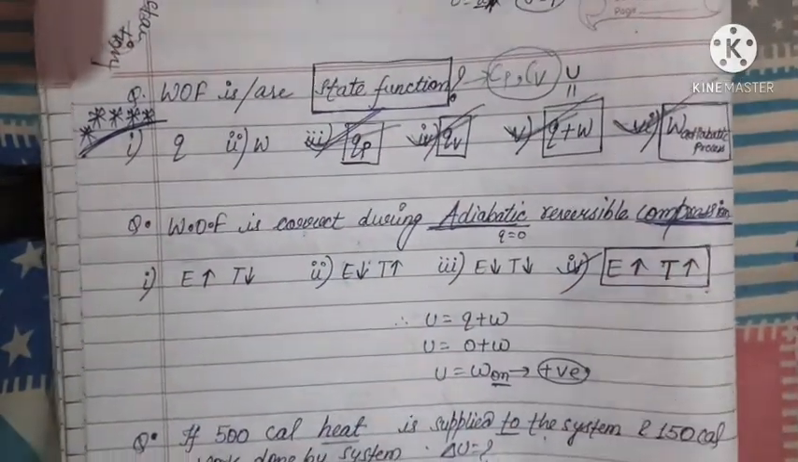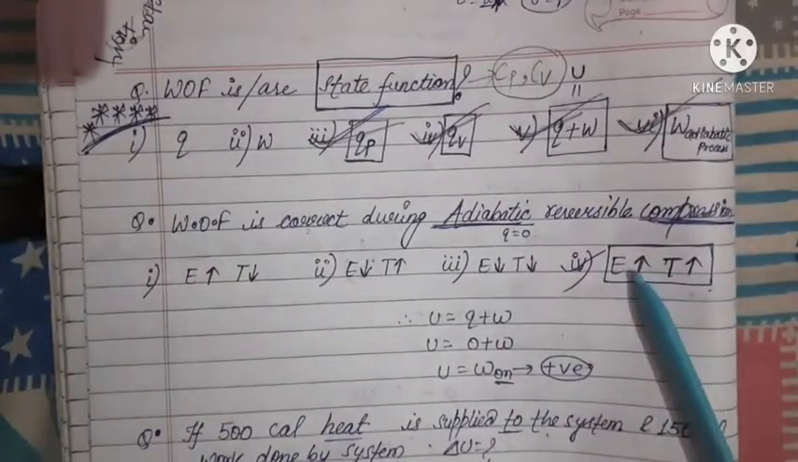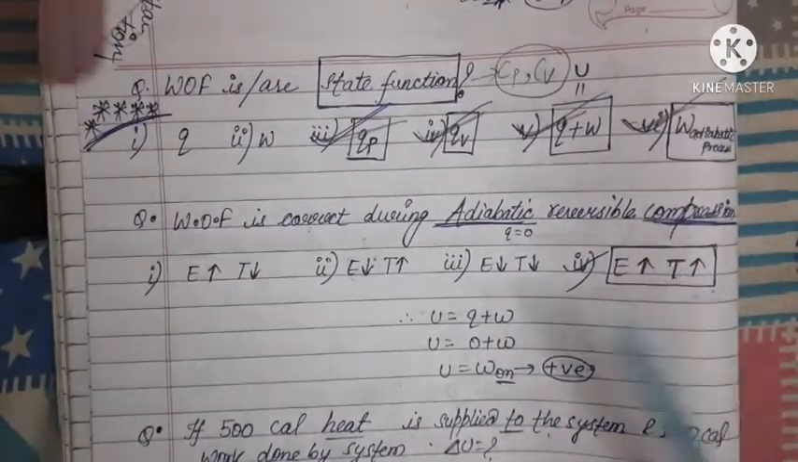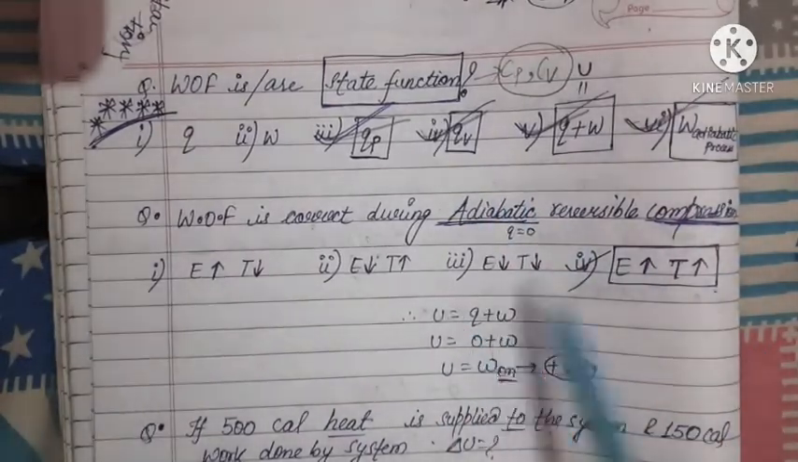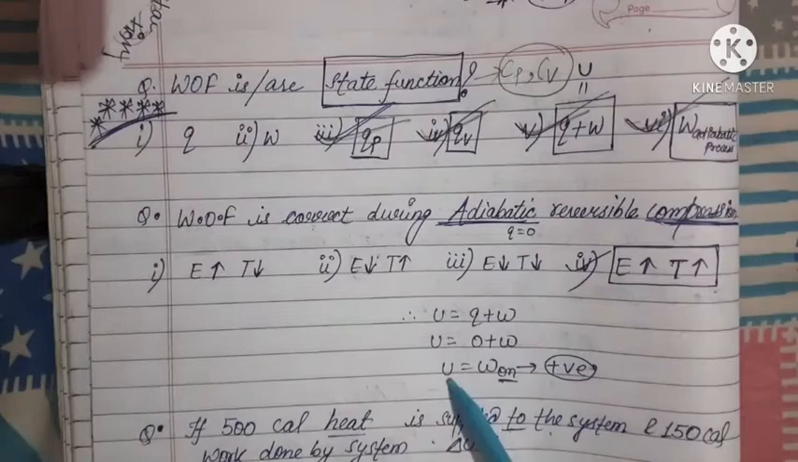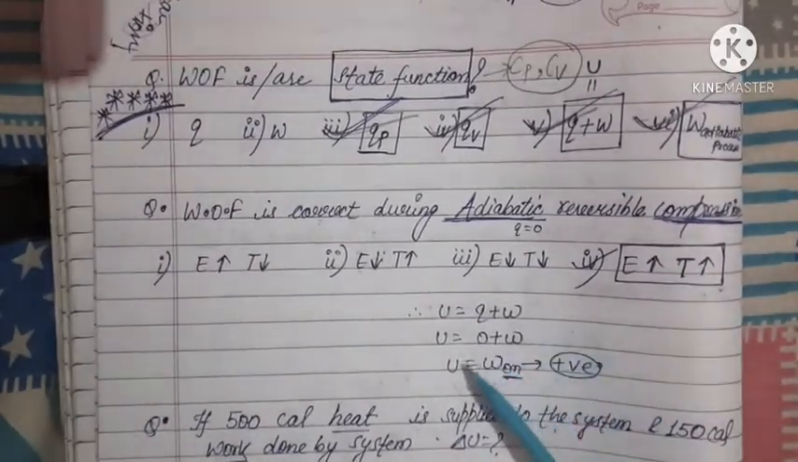Which of the following is correct during adiabatic reversible compression? Internal energy increases, temperature increases. Q equals delta U plus W, so delta U equals Q. Since it is adiabatic, Q is zero, and in compression work is positive, so work is done on the system. So internal energy increases, and temperature increases, since U is increasing.